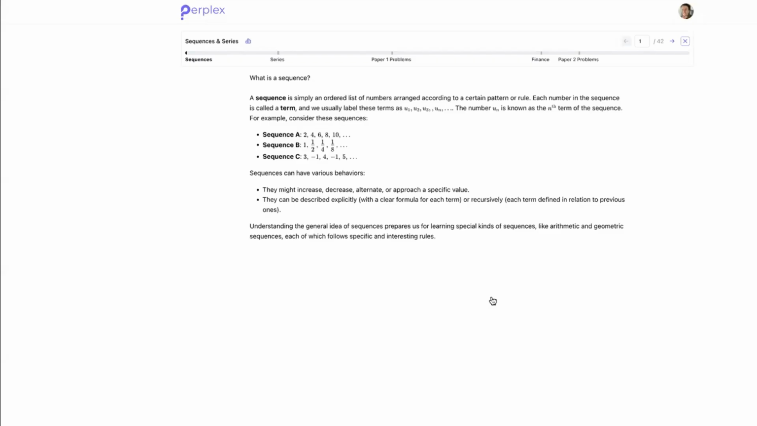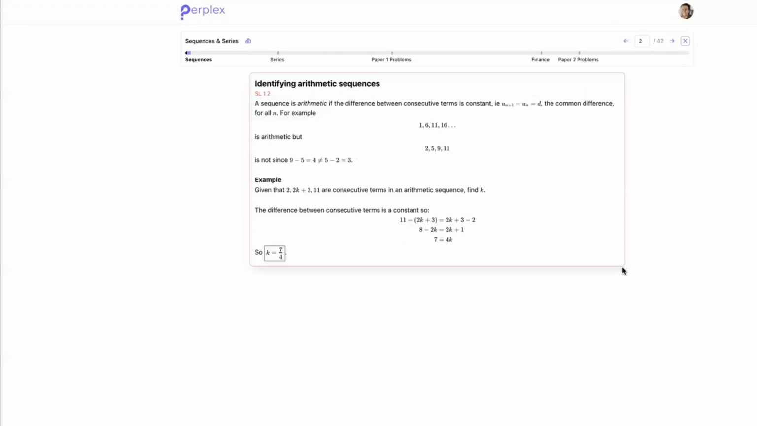That's not a pattern that you would really see on the IB, but just so you know, these patterns can really be anything. And we usually denote these with U_n. So we say the first term is U_1, second term U_2, etc. And we say U_n is the nth term in the sequence. Okay. And there are specific types of sequences, namely arithmetic and geometric, that we need to know about on exams.